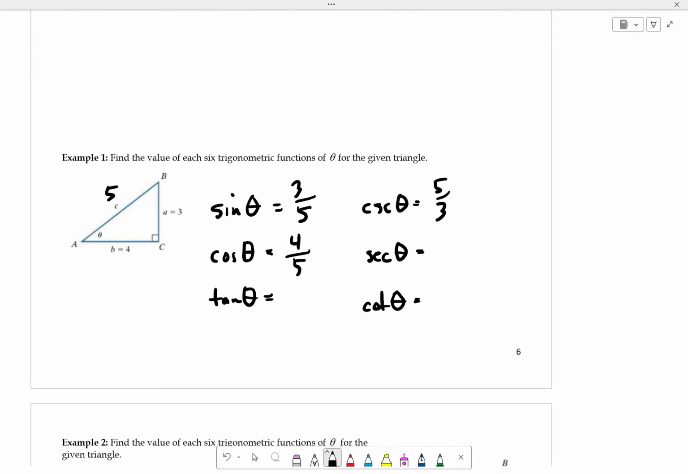Would you show me secant of theta? Yay, 5 over 4. Show me tan theta. 3 over 4. And cotangent theta.